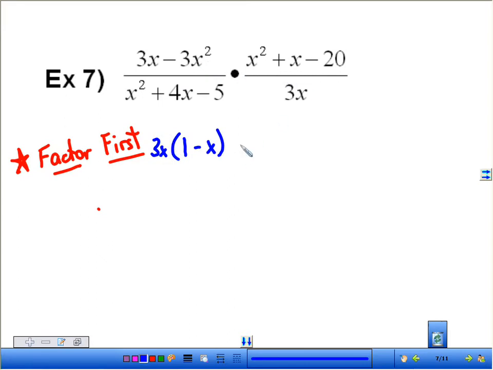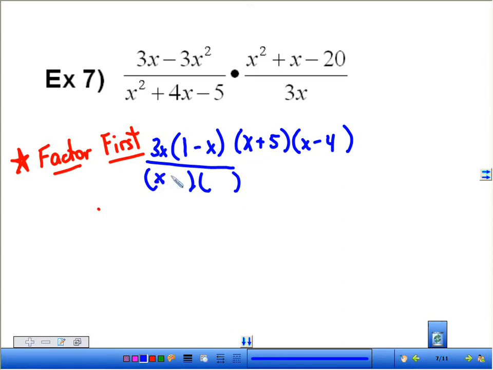I can multiply across, but I have to factor it. So I'm going to factor this into x plus 5, x minus 4. Now I have the denominator. I can factor this into x plus 5, x minus 1. And this is 3x. I can't simplify that anymore. Now these are all multiplied together.